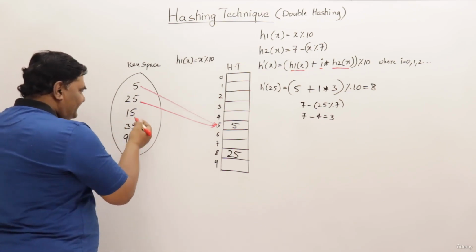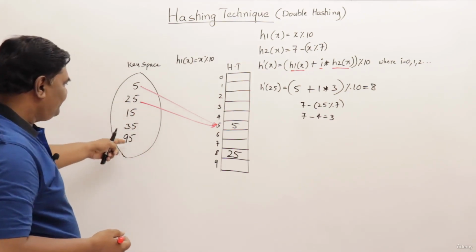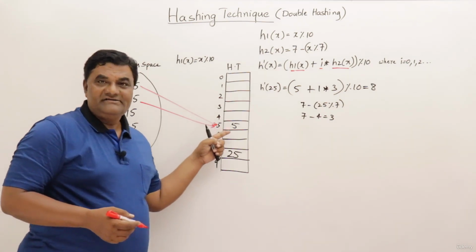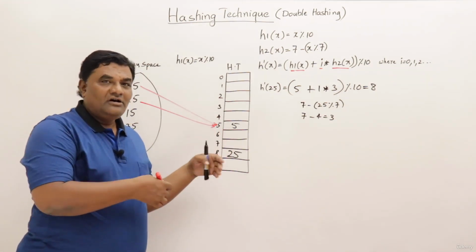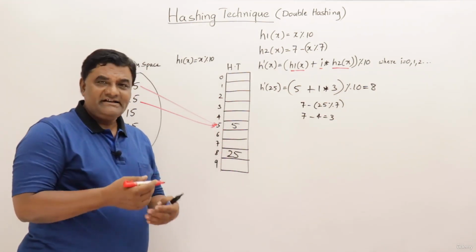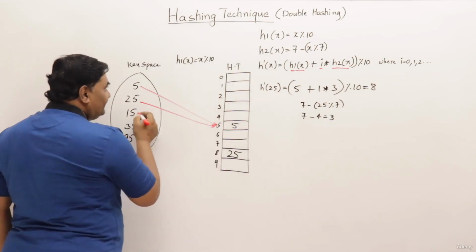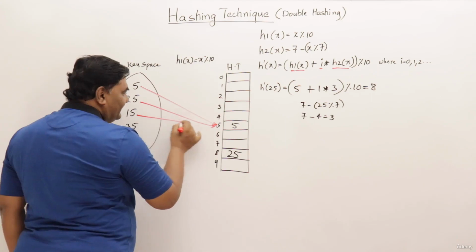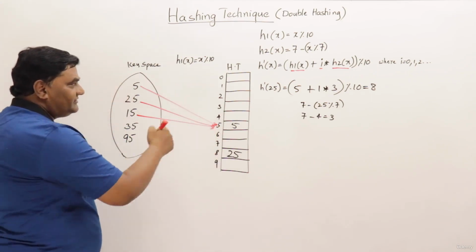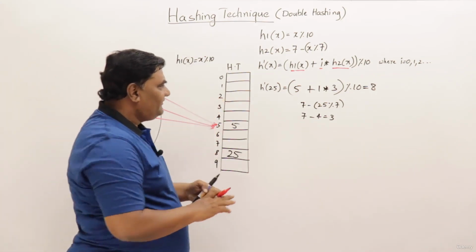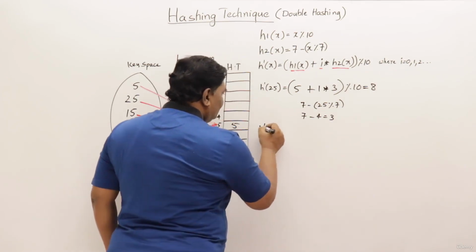Now next, 15. See, the keys I have taken all end with 5, so they will collide with this index, right? So all are colliding only, so we can see the extreme cases also. So let us map 15. 15 mod 10 is the same index. Collision. Now let us use this modified hash function for 15.